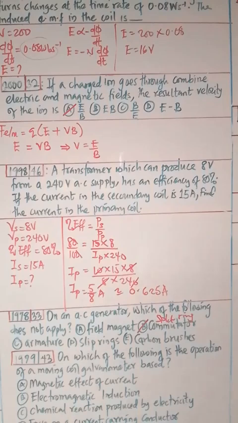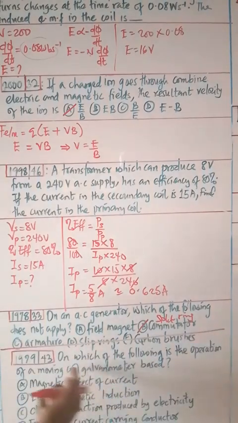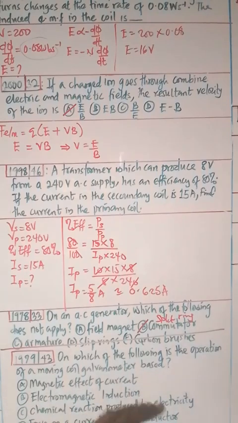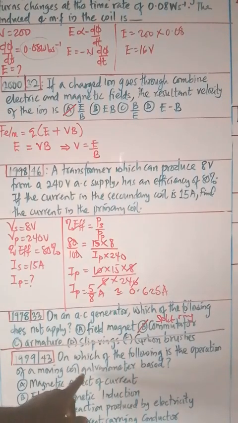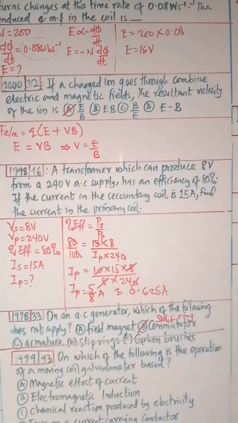Next, on which of the following is the operation of a moving coil galvanometer based? Magnetic effect of current. Electromagnetic induction? No. A moving coil galvanometer is not based on electromagnetic induction, because induction is when we convert mechanical energy to electrical energy. But what a galvanometer does is convert electrical to mechanical, the opposite.